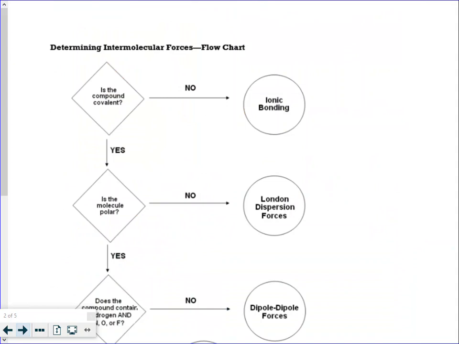So here's a nice little flow chart. Is the compound covalent? No. If it's a compound, it's got to be an ionic compound, and therefore it's going to fall under there, because if it was just a metal, it would only be the metal. Now, the next thing you ask yourself is, is the molecule polar? You look at its shape, you decide if it's polar or nonpolar. If it is not polar, it automatically only has London dispersion forces.